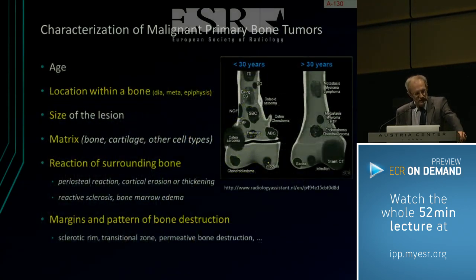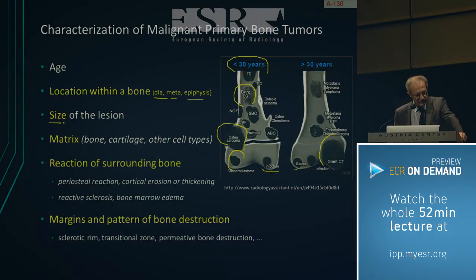We not only look at the age and the location within the bone, but we also look at the location, is it diaphyseal, is it metaphyseal, or is it in the epiphysis? And here we see again that the Ewing sarcoma is occurring in the diaphysis in a child. Osteosarcoma preferentially occurs in the metaphyseal region. And when you have an epiphyseal lesion in a child or a young adult, you should think of a chondroblastoma or an infection. And in an adult, you should think about a giant cell tumor, an infection, or a geode. So the location within the bone is important. You also have to look at the size.